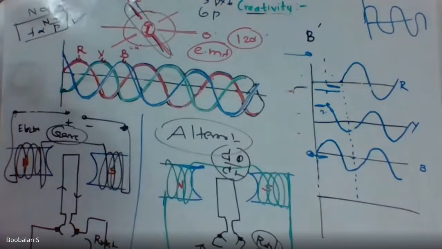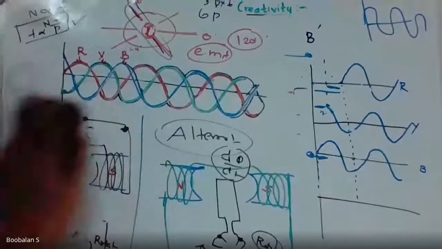We'll move to the motor side. This is called my alternator, right? Three-phase power supply. There's a difference between a generator and an alternator, right? So here you have the generator, and here you have the alternator.